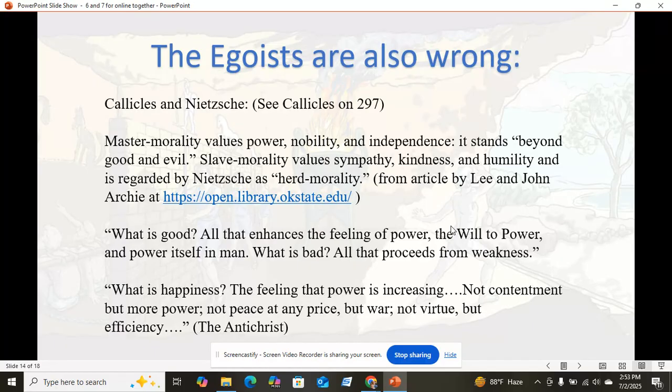What is happiness? The feeling that power is increasing. Think about Callicles saying you want more, you get more to want more, you want more to get more. Not peace at any price, but war, not virtue, but efficiency. This is Nietzsche's Antichrist. It's part of his philosophy, and it echoes the statements of Callicles.